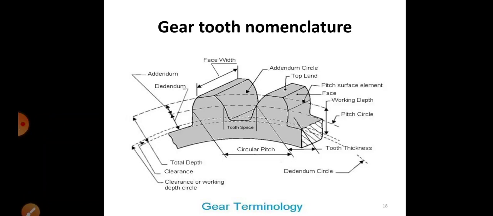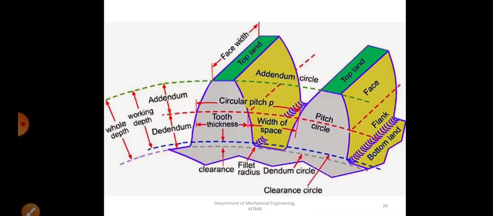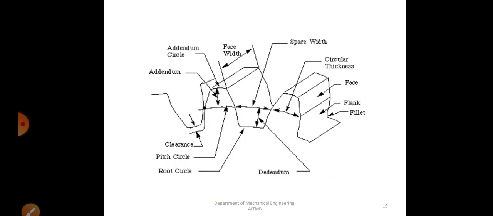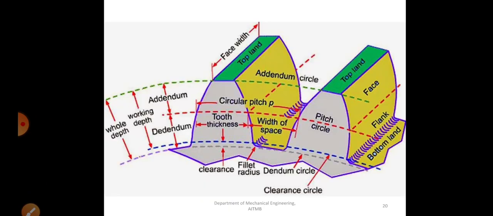As I said, a gear is a toothed wheel where a number of teeth are placed on the circumference of the gear. Here you can see it in a diagram. I have three diagrams here for reference purposes. You can refer to any one which is easier for you. In this diagram, we have considered only two teeth for reference. We have different elements in these gear teeth.